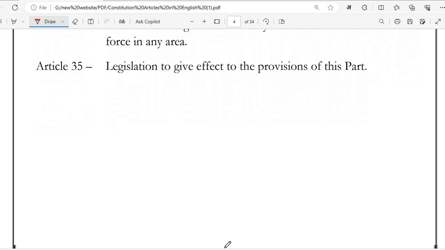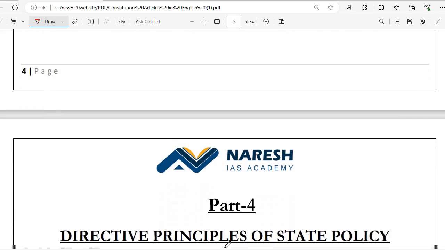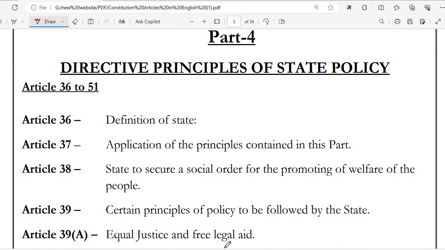The next, Part 4, is directive principles of state policy. This is Part 4, the name of Part 4. Okay, and these elements we have taken from the Ireland Constitution. Ireland is a country of Europe, and this part extends from Article 36 to 51.